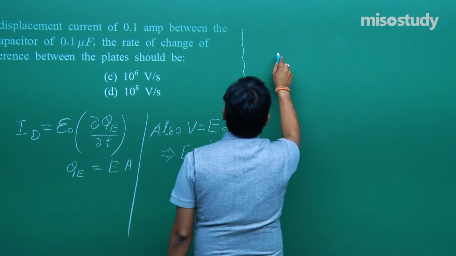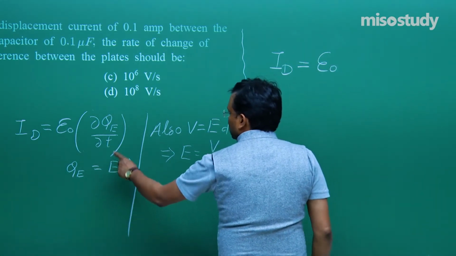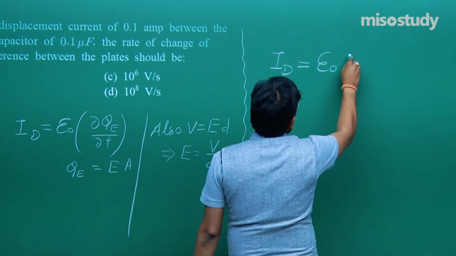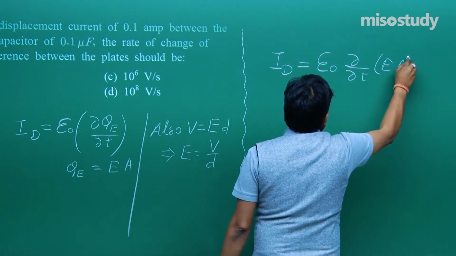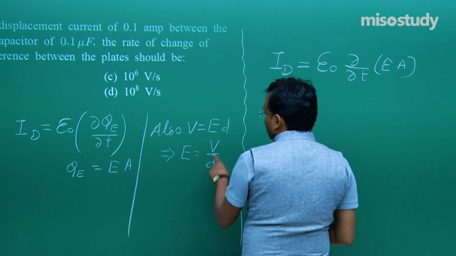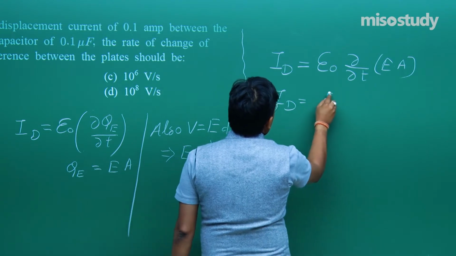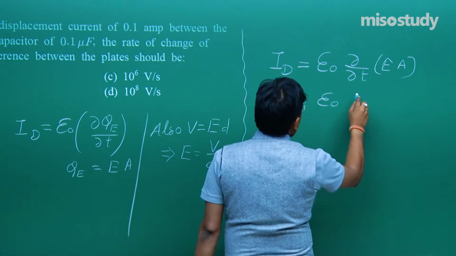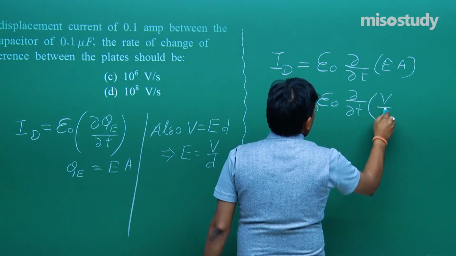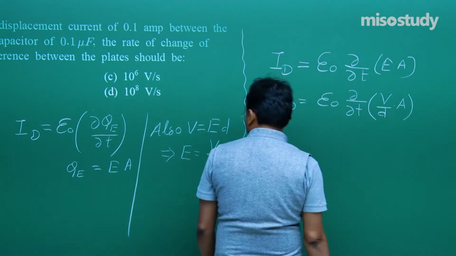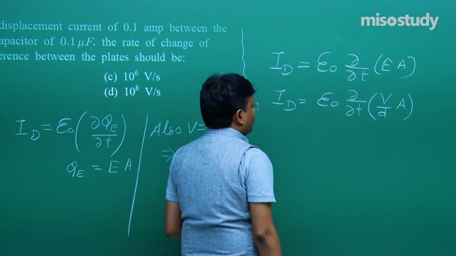So now from here I can write I D is equal to epsilon naught del phi E by del t, let me write it in this fashion, d by dt of E A. Okay. In place of E I can write V by D. Okay. So I D is equal to epsilon naught del by del t of V by D into A. Now we will do some makeup of this particular equation and then I will get a very beautiful relation.